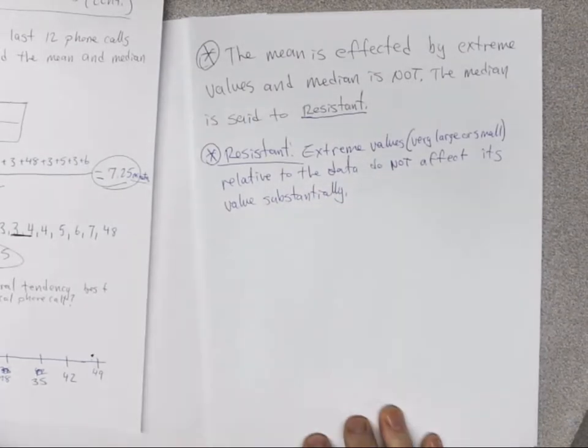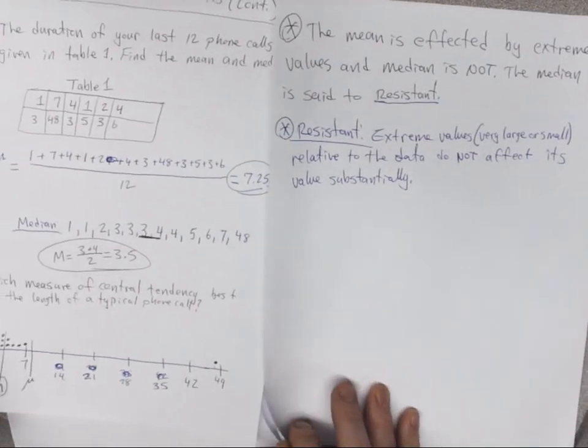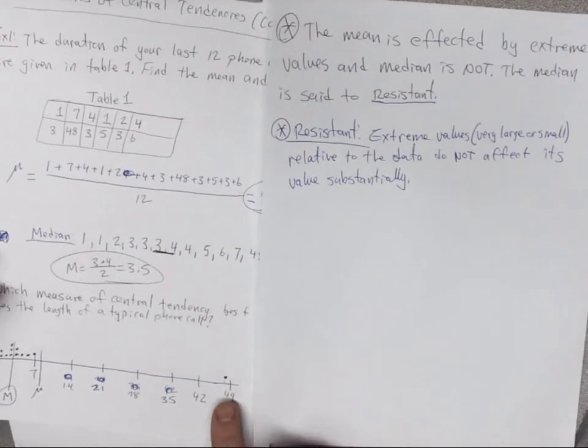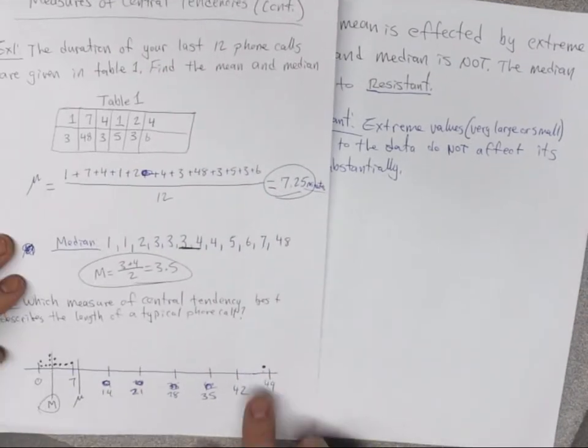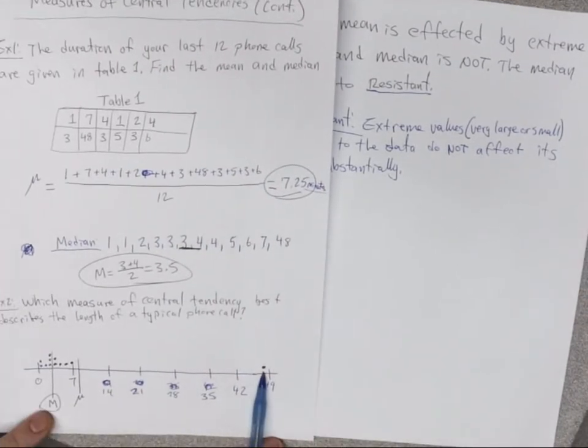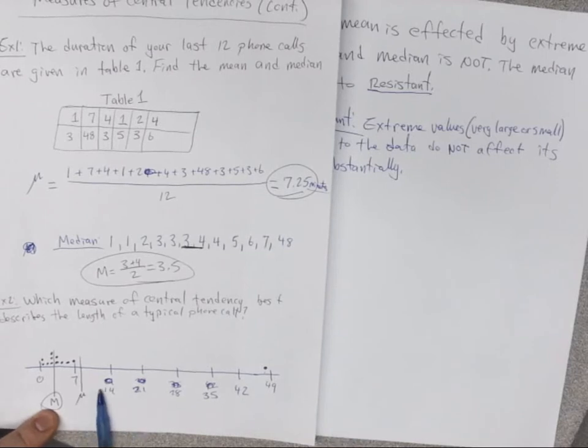its value substantially. And as you saw in our previous example, it doesn't matter about this 49 or this 48 out here. The median will not change. Even if this 48 was sent to 100 minutes or 500 minutes, the median would stay the same, but the mean would chase it. It would continue getting larger.